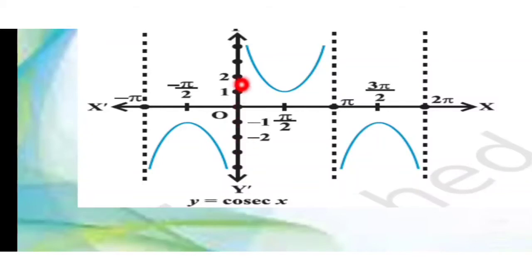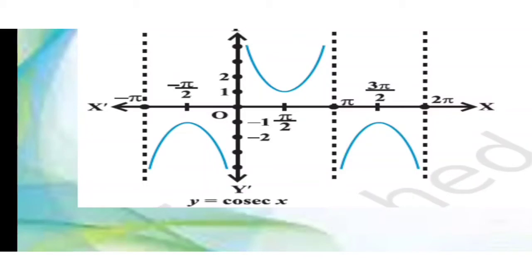So we have the graph like this. When we are plotting for more values, we get the same graph. It will repeat after 2 pi. So this is 2 pi, this is 2 pi. Again we are plotting, we get the same, it will repeat. These values will repeat after 2 pi.